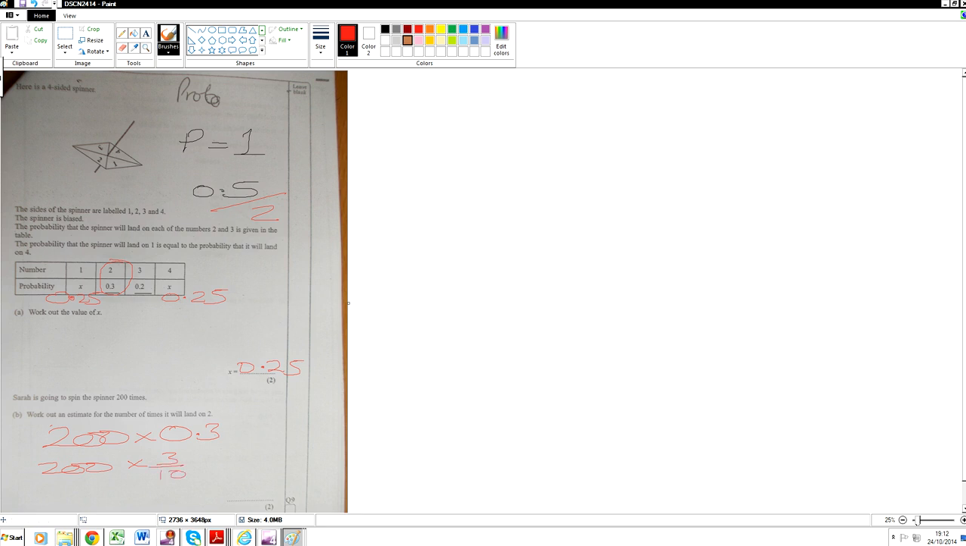So what do we do now here? We cancel it down. So divide the bottom by 10, divide the top by 10. So we're left with 20 times 3, which gives an answer of, what's the final answer? 60 times. You can see that here in brown ink over here.